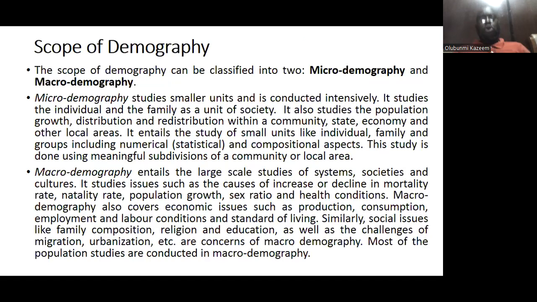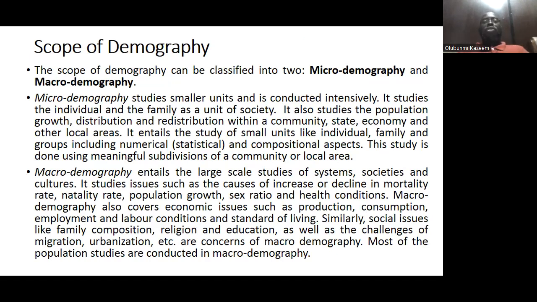So in terms of scope, which is one of the things that we also want to look at in this session, demography can be classified into two. We have micro demography and macro demography. When we say micro, from its scientific use, micro is something on a small scale, and macro is something on a large scale. So just like in economics, you have microeconomics and you have macroeconomics. So in demography, we also have micro demography and macro demography.